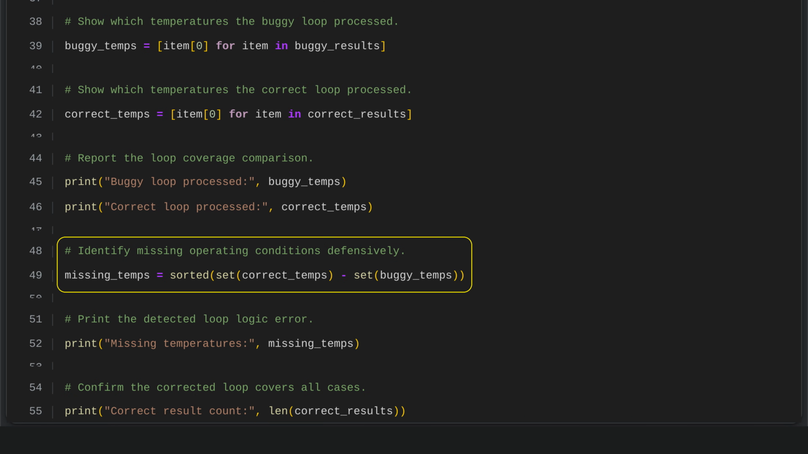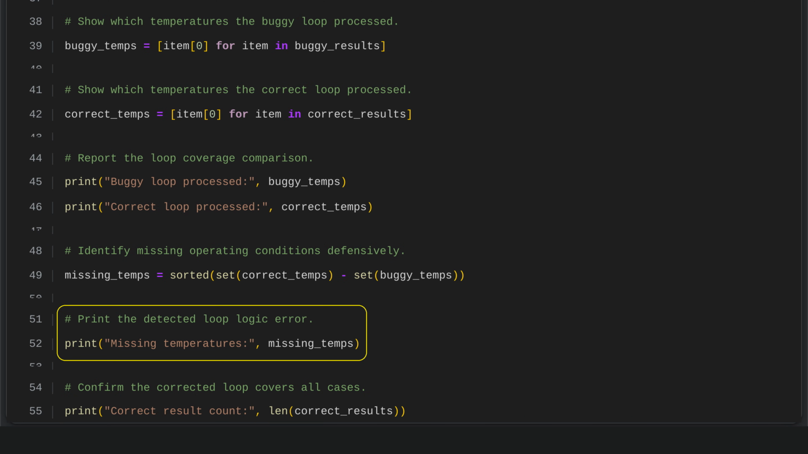The code finds missing operating conditions by comparing the set of expected temperatures with the set handled by the buggy loop. Any temperatures present in the correct set but absent from the buggy one are identified as missed cases, then sorted for clear review. This helps verify that the loop covers all intended conditions. The code reports temperatures that a faulty loop failed to process. This makes it easier to spot gaps in the loop's coverage and confirm that all intended temperatures are included in the calculations.